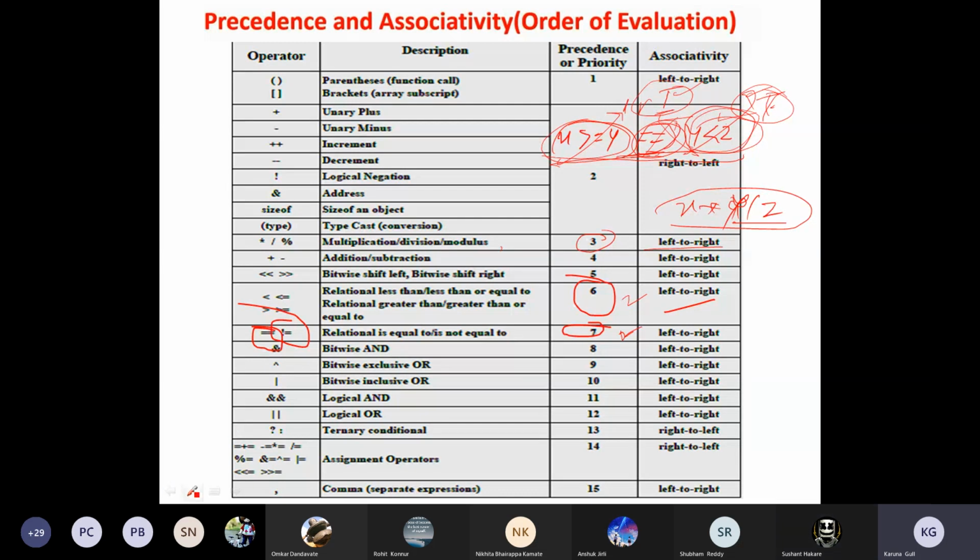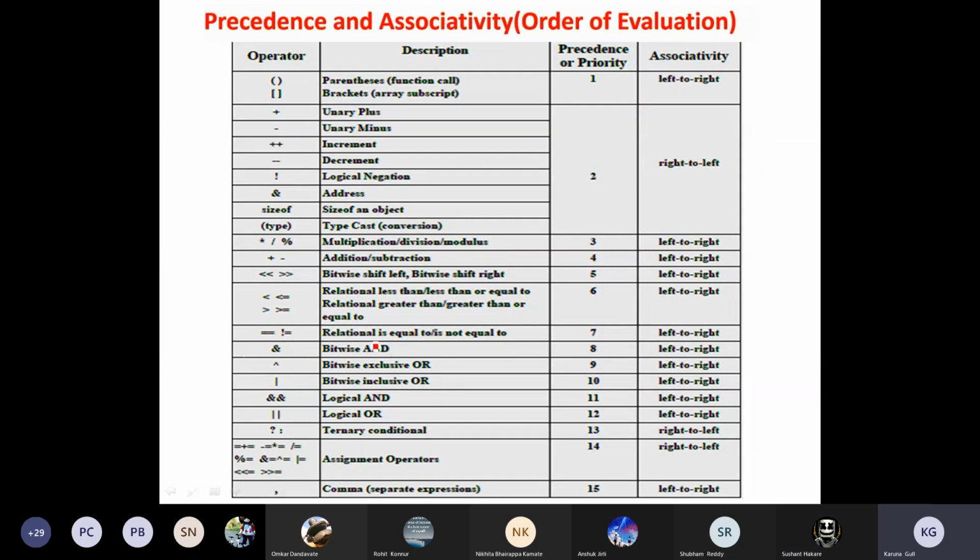Next you have the bitwise ampersand, then the bitwise exclusive OR. Please remember all these priorities. If these appear in your expression, you have to carry out the operations according to the priority assigned. Ampersand has the 8th priority, XOR the 9th, and the OR operator the 10th, a very low priority. Then you have the logical AND and logical OR, which are given the 11th and 12th priority.